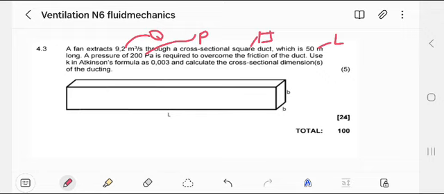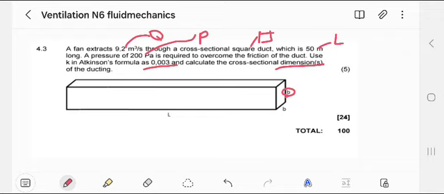Use K in Atkinson's formula, where the friction factor is given as 0.003, and calculate the cross-section dimensions of the duct. Remember, they've given a square duct, and they want the cross-sectional dimensions of the duct.